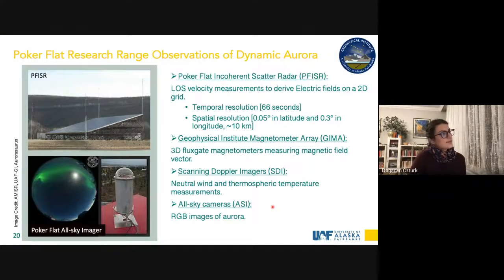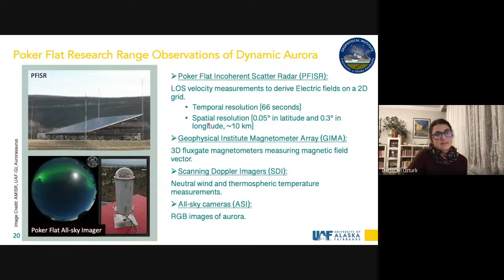First, I want to talk about the Poker Flat Research Range. We have an incoherent scatter radar called PFISR at Poker Flat, which measures the line of sight velocities. And these velocities basically can be used to infer the 2D electric field estimates over the same region, or over an expanded region using different beam configurations. We can get up to 66 seconds temporal resolution and a spatial resolution around 0.05 degree in latitude and 0.3 degree in longitude, which is around 10 kilometers.